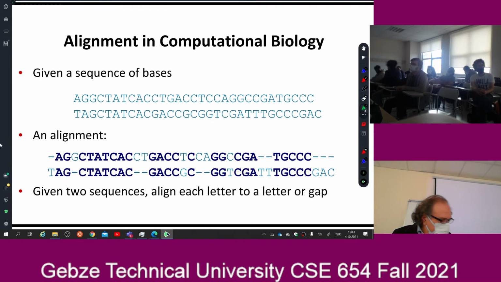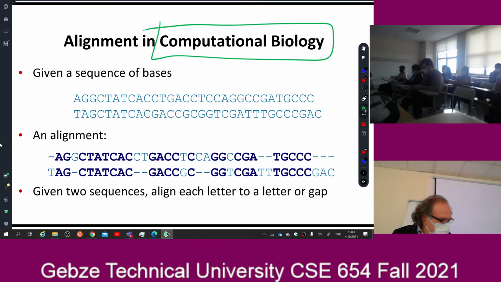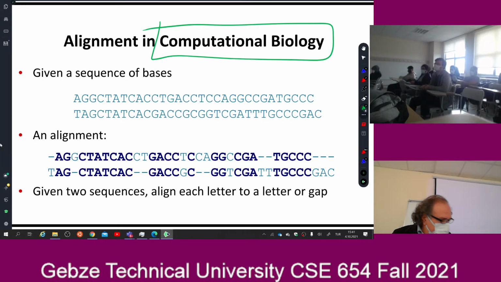It appears in many areas of science and engineering. One of them is computational biology. This area is growing very fast and big because they have lots of data, right? They are producing lots of data. Previously, they used to produce genome data for species, for human beings, for frogs, for worms and anything.